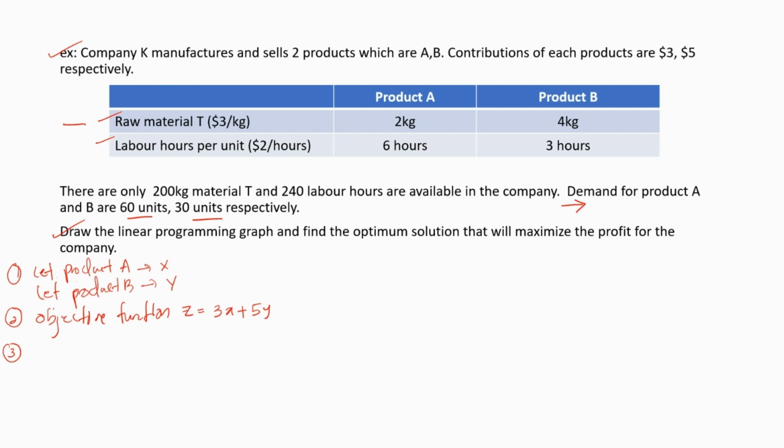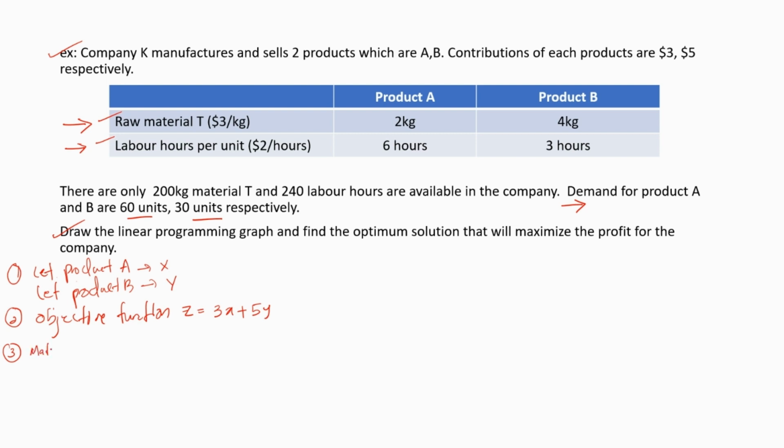Here we considered the raw material for both products as one constraint, labor hours for both products as one constraint, but we consider the demand for each product as separate constraints. So there are four constraints in this example: raw material, labor hours, demand for product A, demand for product B. So there will be four lines in the linear programming graph.